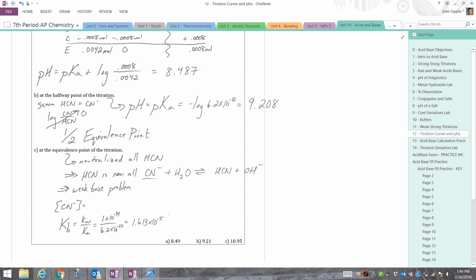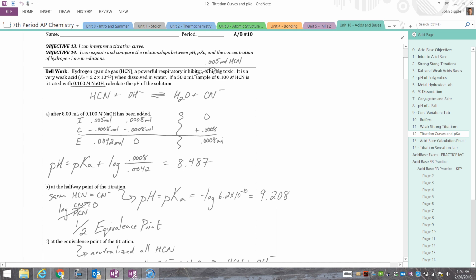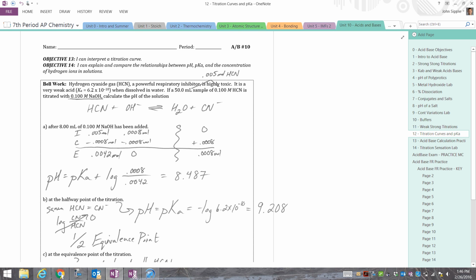Yeah, the moles of CN minus over the total amount of liters of the solution. So we've got 0.005 moles of it. What's the new volume of our solution? If you go back up to the top here and look at the problem, what volume of NaOH am I going to need to add to that solution to neutralize it?